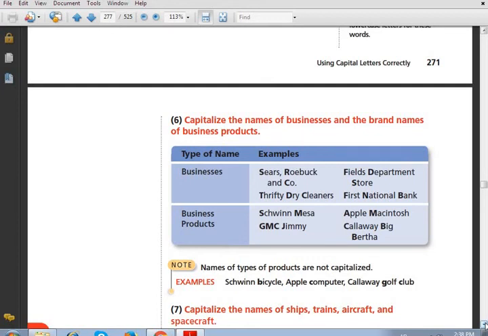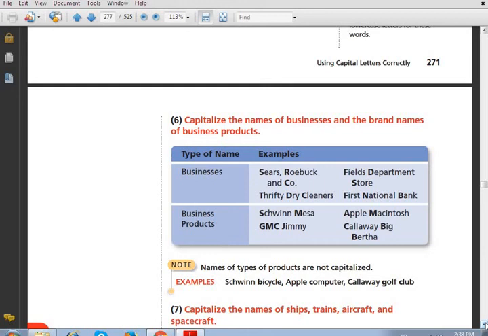Rocky Mountain Junior High School. Here, guys, I capitalized school because it's part of a proper noun, Rocky Mountain Junior High School. Yeah, that's correct.